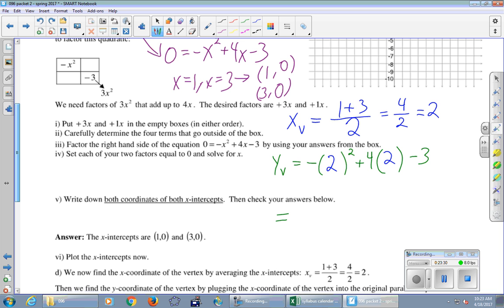Okay, I've seen people get tripped up here. Is this 4 or negative 4? This is negative 4. That square is only touching the 2. That negative is waiting for you to complete the squaring process. Plus over here is an 8, minus a 3, 1. Okay.